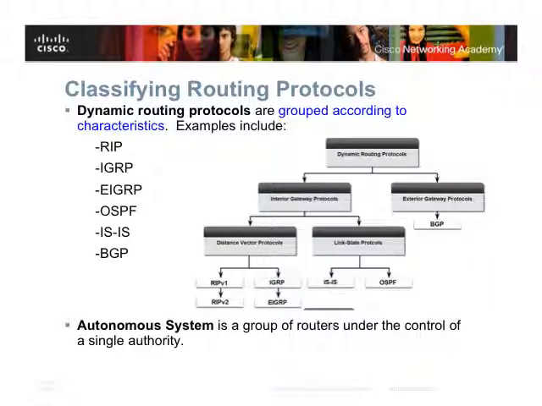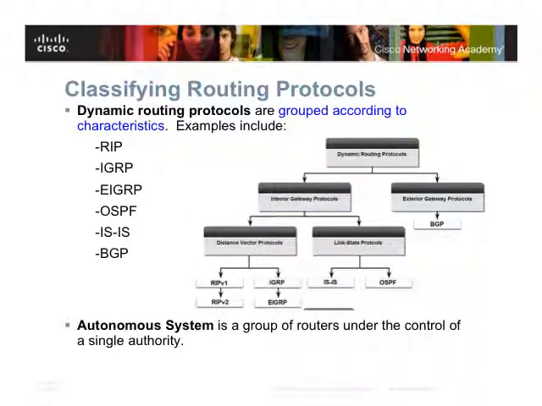Some examples for dynamic routing protocols are Routing Information Protocol, or RIP, Interior Gateway Routing Protocol, Enhanced Interior Gateway Routing Protocol, Open Shortest Path First, Intermediate System to Intermediate System Routing Protocol, and Border Gateway Protocol. These are different dynamic routing protocols, but they are not the same. These can be divided into different categories.